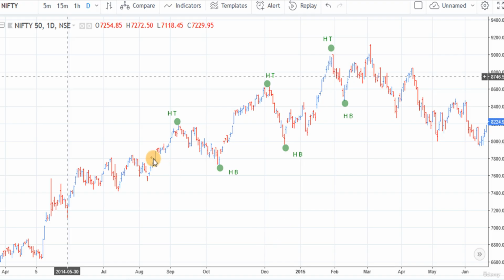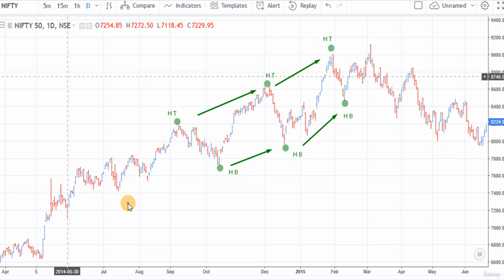In an uptrend, peaks and troughs are higher and higher. Each top is higher than the previous one, and each bottom is higher than the previous one. Again, this is the next top and it is higher than the previous top, and this is the next bottom and this is higher than this bottom. So, in an uptrend, we get higher tops and higher bottoms.